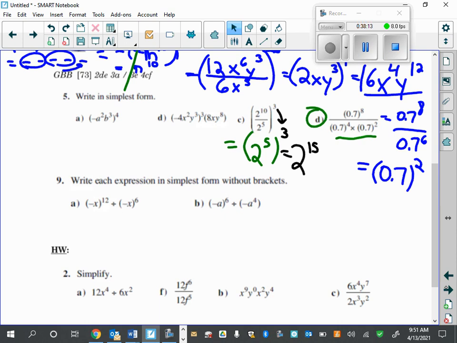9. 9 is fine. This one, keep the base and subtract exponents. Go, go, go. It's overtime.